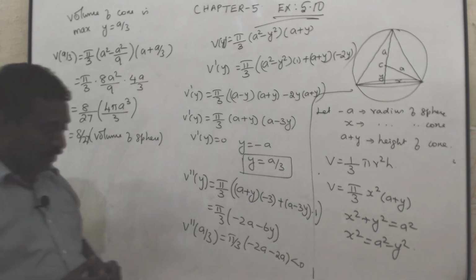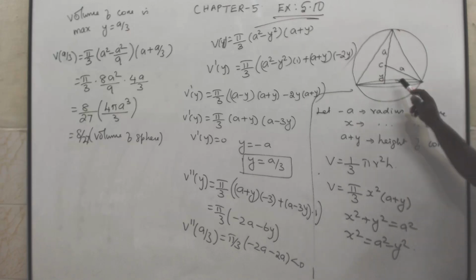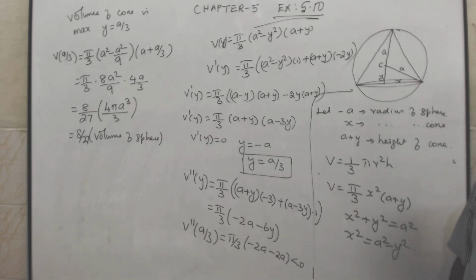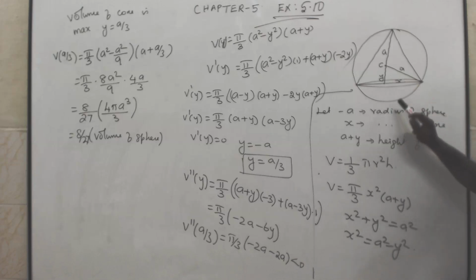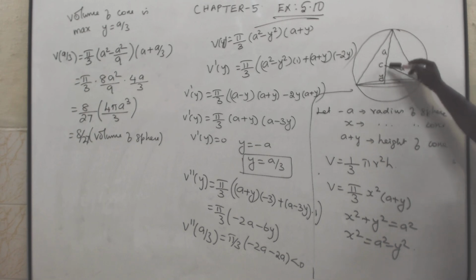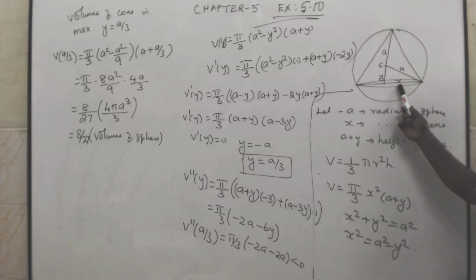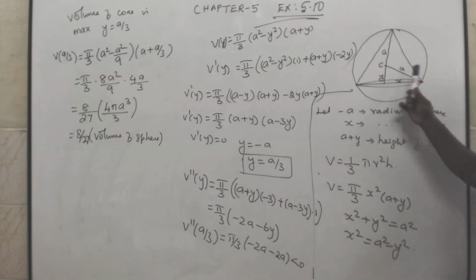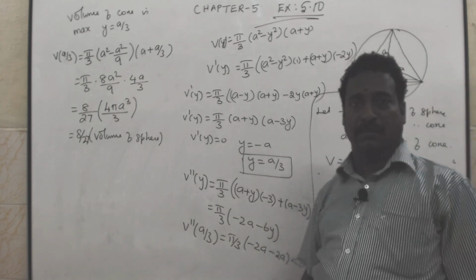Watch again. We draw a cone inside a sphere. The cone is inscribed in a sphere of radius a. The radius of the sphere is a, the radius of the cone is x, and the height of the cone is y plus a. So the height of the cone is y plus a, the radius of the cone is x, the radius of the sphere is a. We have to prove that the volume of the cone is maximum.